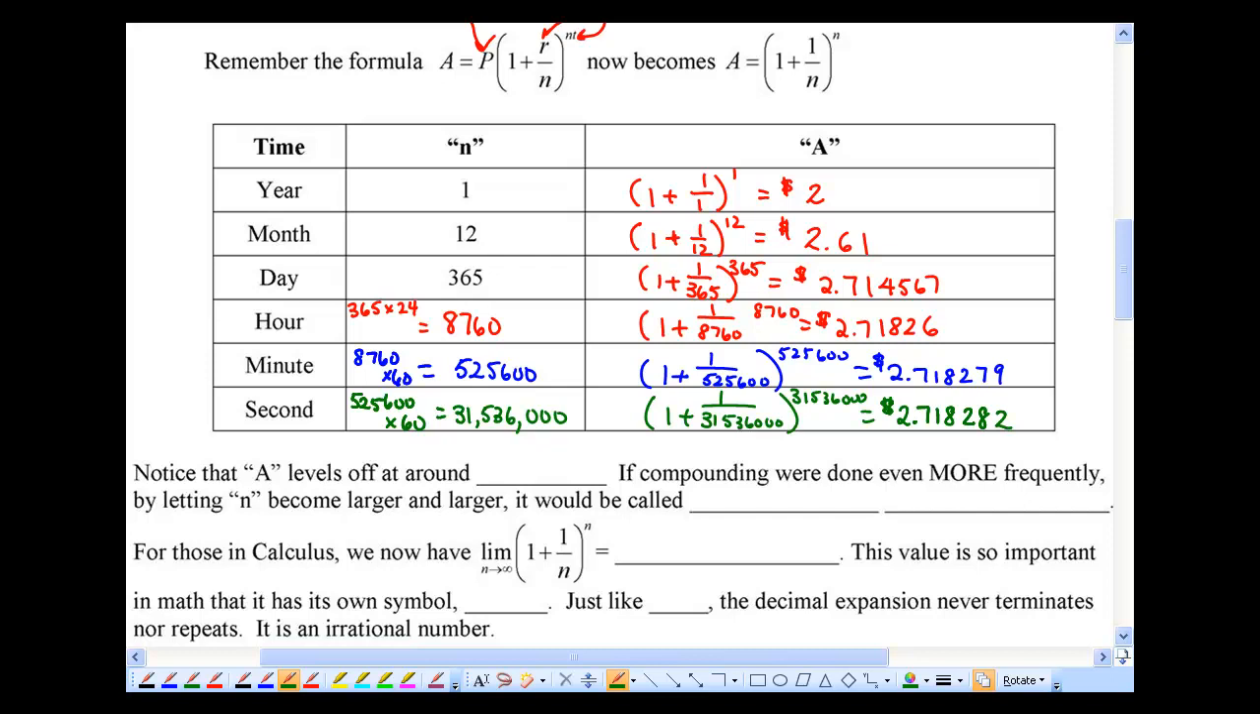Now notice that as we continued and compounded more and more frequently, we started at $2 and ended up around 2.71828. Okay? So it looks like we leveled off around 2.71828. Now, if compounding were done even more frequently by letting n become larger and larger, we have a special term for this. It will be called continuous compounding.